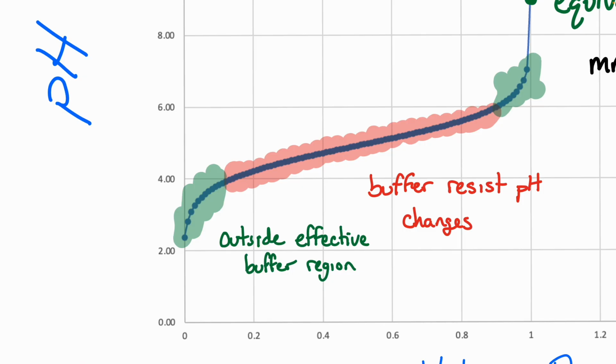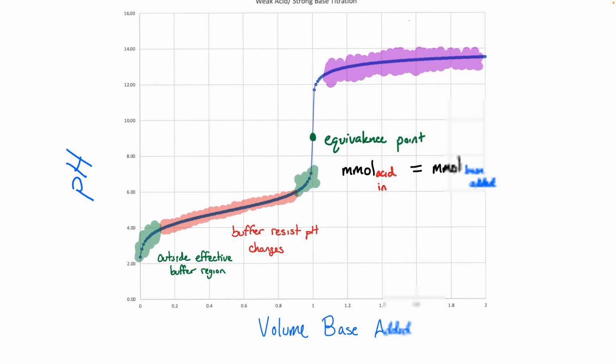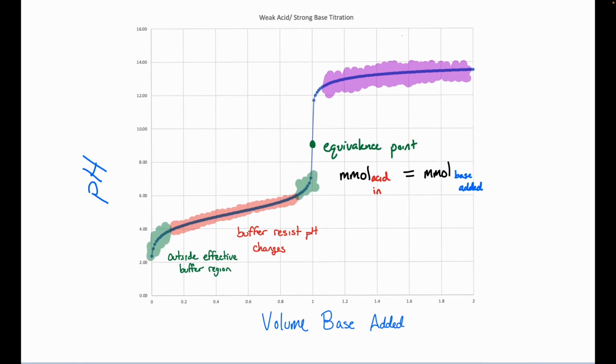All right, so again, we can just look at this curve, and based on that shape, based on that strong acceleration at the beginning here, we know that this must be a weak acid, strong base titration. Cool. All right. Break.